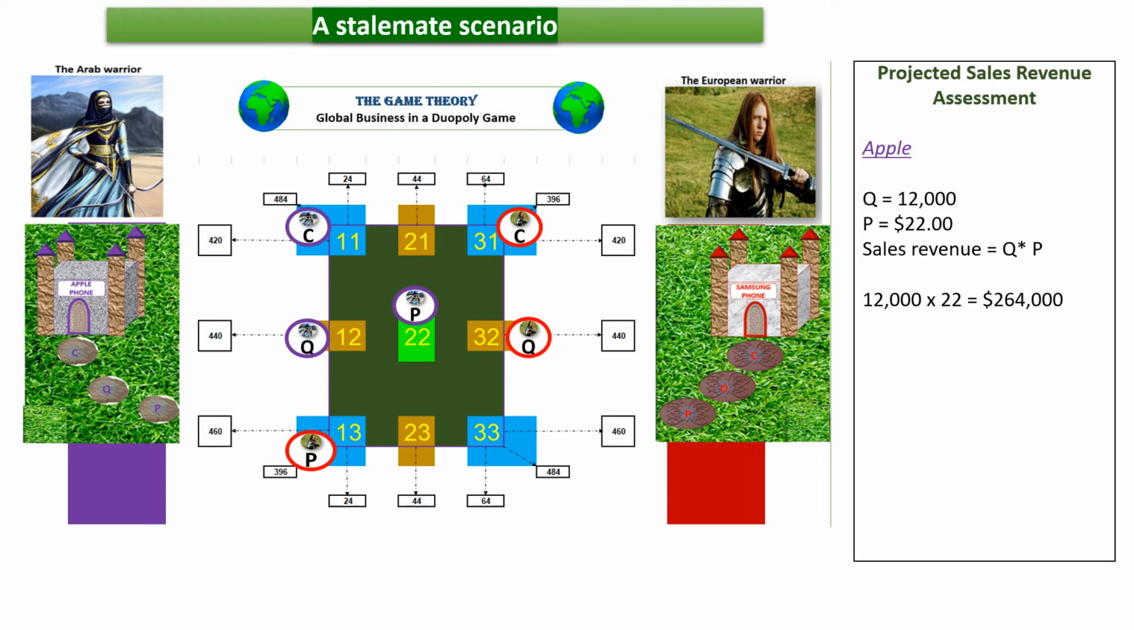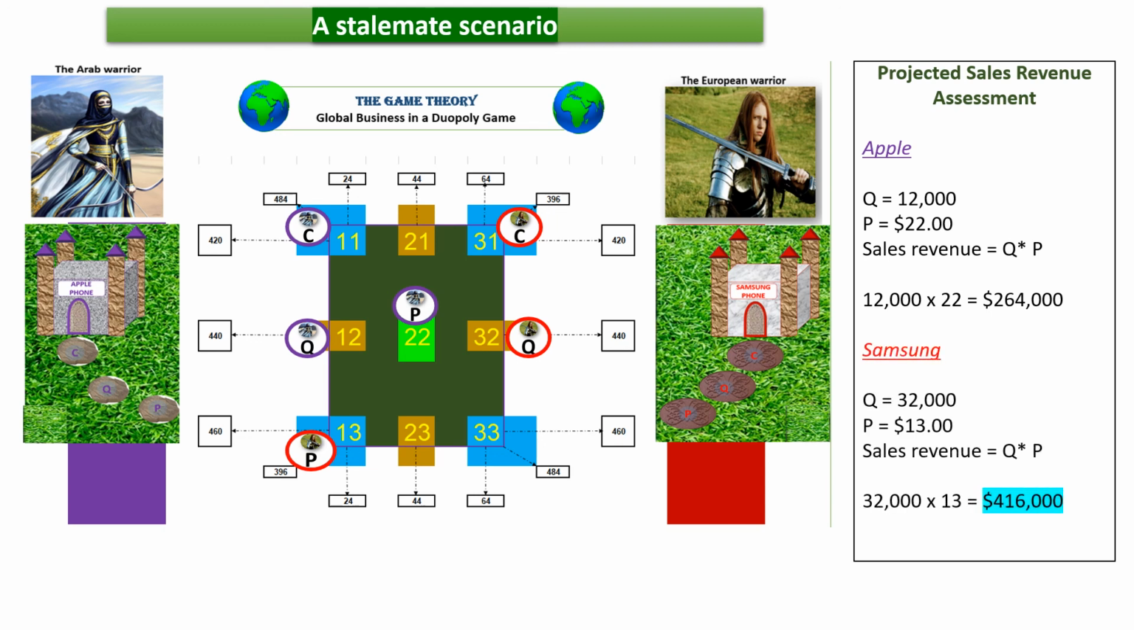The board tells us that for Apple, Q is 12, so 12,000, and P is 22, which is the unit price, $22. So the product of those two values gives us 2,064,000, and that will be the projected sales revenue.